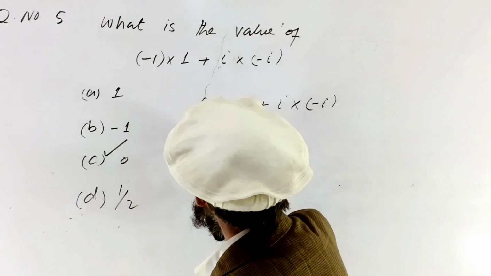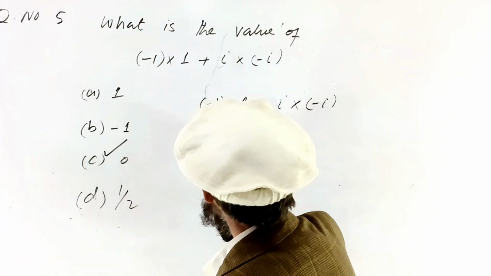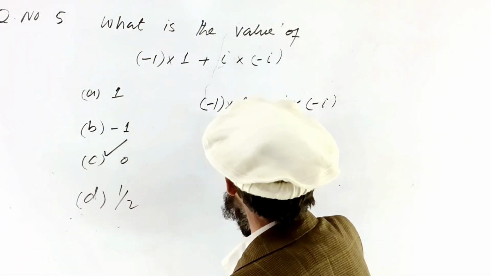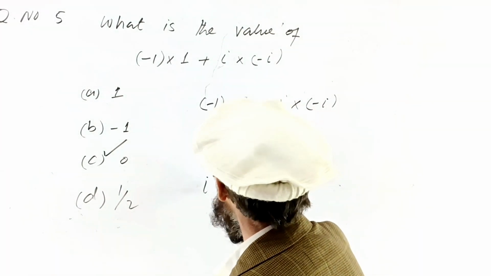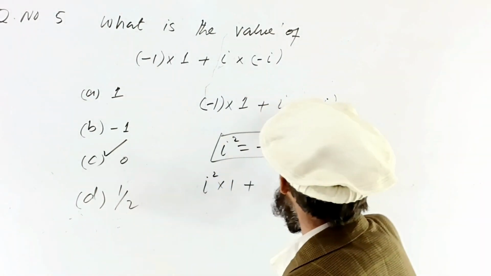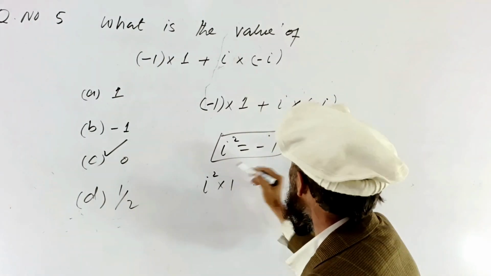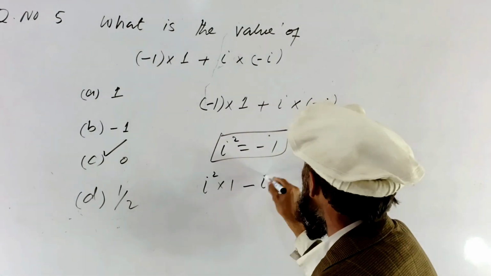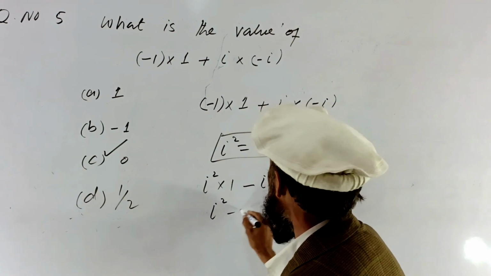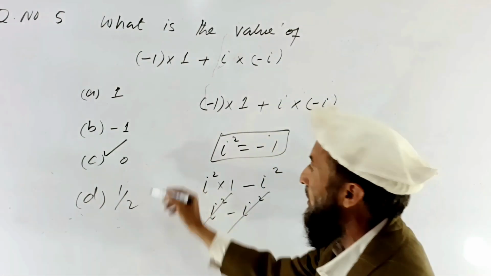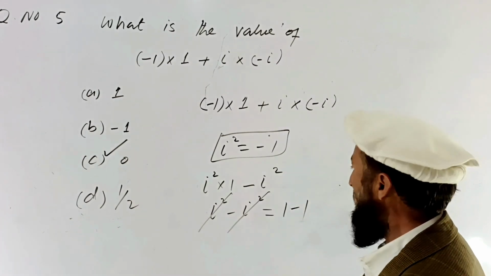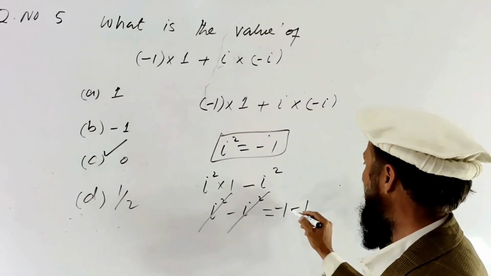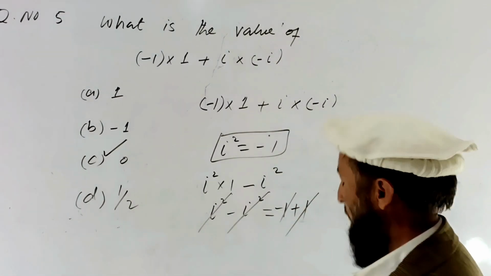Now look here, minus 1 into 1 plus iota into minus iota. So we replace iota square. Iota square is equal to minus 1, as we know. Multiplying out, minus into plus gives minus, and here iota into iota square. So iota square and minus iota square both cancel, so the result is 0. Or we can write 1 minus 1, and minus 1 and plus 1 are also 0.